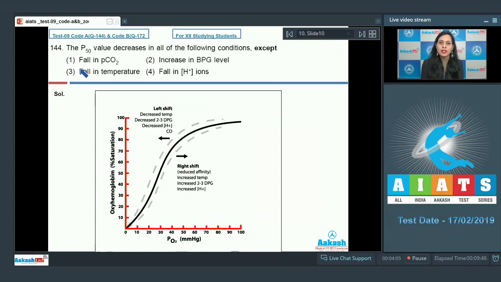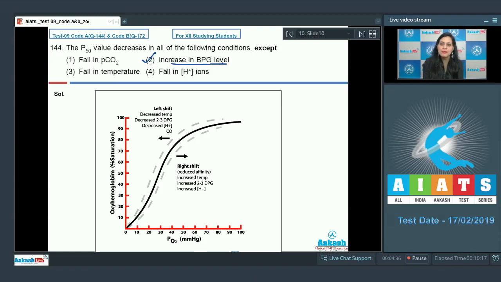Question number 144. The P50 value decreases in all of the following conditions except, and the options are fall in PCO2, increase in BPG level, fall in temperature, and fall in hydrogen ions. And the correct answer to this question is option number 2, increase in BPG level.